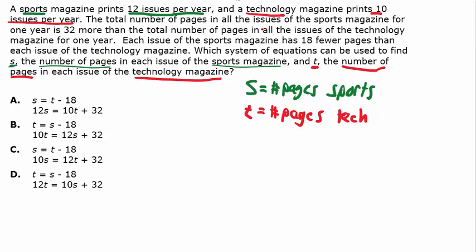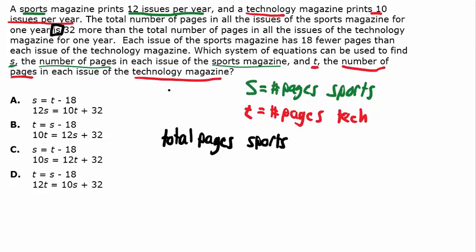The total number of pages in all the issues of the sports magazine for 1 year is 32 more than the total number of pages in all the issues of the technology magazine for 1 year. Well, that's not really anything I can highlight too well, but it is something I'm going to try to write an equation for. I'm going to go ahead and pause and see if I can write an equation for that. The total number of pages in all the issues of the sports magazine for 1 year. So let me write that out. Total pages sports. That is usually a keyword.